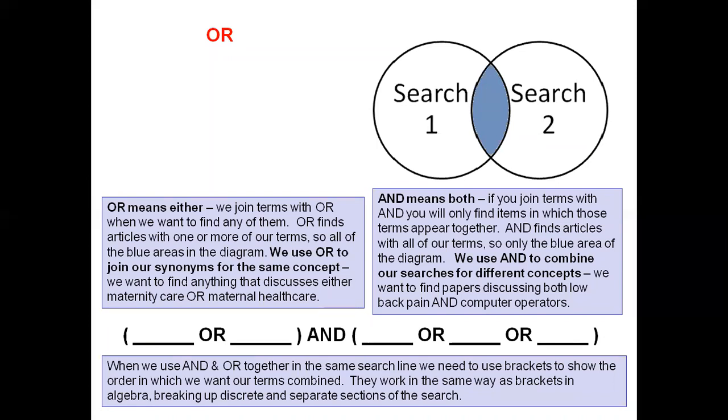Again, it will give articles only if they have both terms, from this set as well as from this set. So if we read this, the OR means either. We join terms with OR when we want to find any of them, or find articles with one or more of our terms. So all of the blue areas in the diagram, we use OR to join our synonyms for the same concept. We want to find anything that discusses either maternity care or maternal health care.